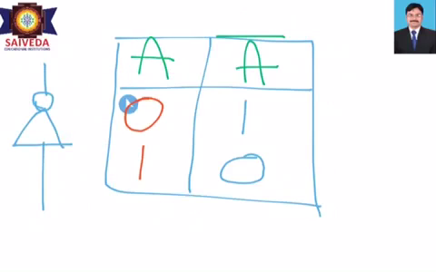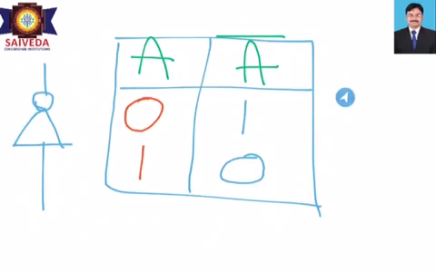Very simple here. Only one input and one output. Whatever the input we give, the output is reversed. That is, if you give 0, it is showing 1. If you are giving 1, it is showing 0. That is the NOT gate. The NOT gate performs the inversion operation.